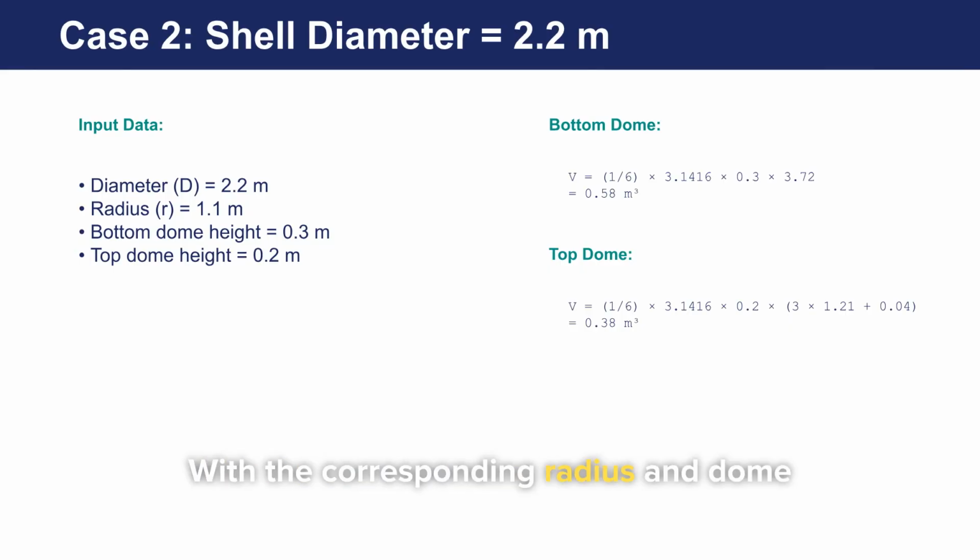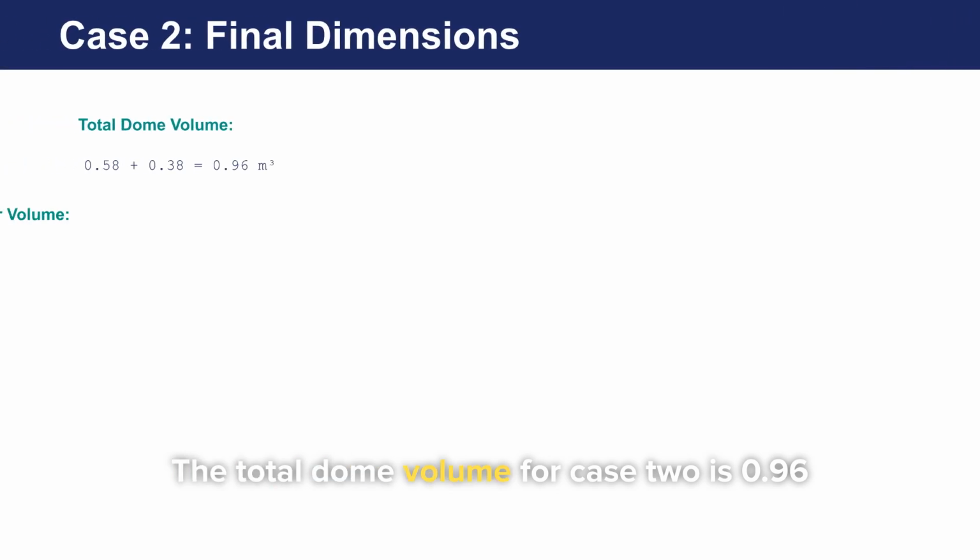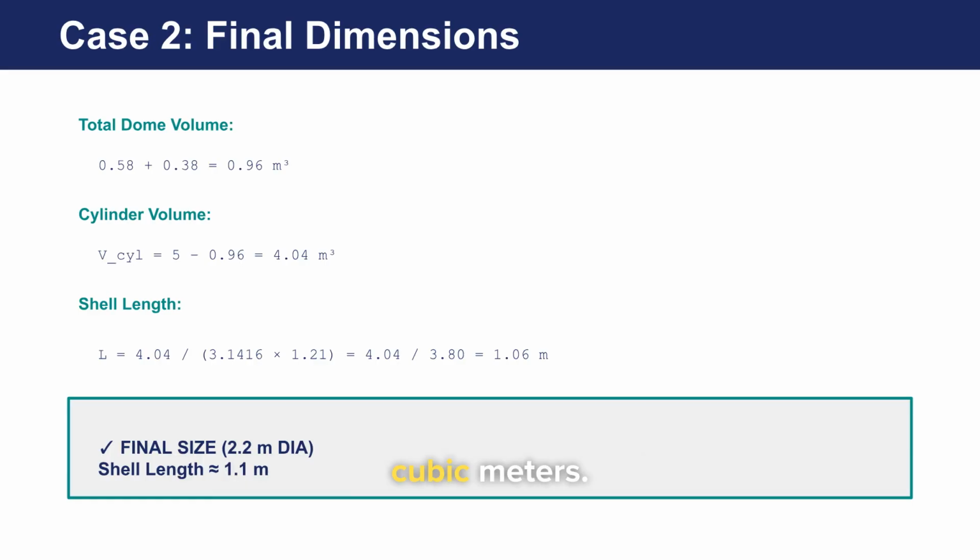With the corresponding radius and dome heights, the bottom dome volume is where V equals 1/6 times 3.1416 times 0.3 times 3.7 squared equals 0.58 cubic meters, and the top dome volume, where V equals 1/6 times 3.1416 times 0.2 times 3 times 1.21 plus 0.04 equals 0.38 cubic meters. The total dome volume for case 2 is 0.96 cubic meters. The required cylinder volume is 4.04 cubic meters. This results in a calculated shell length of approximately 1.1 meters.